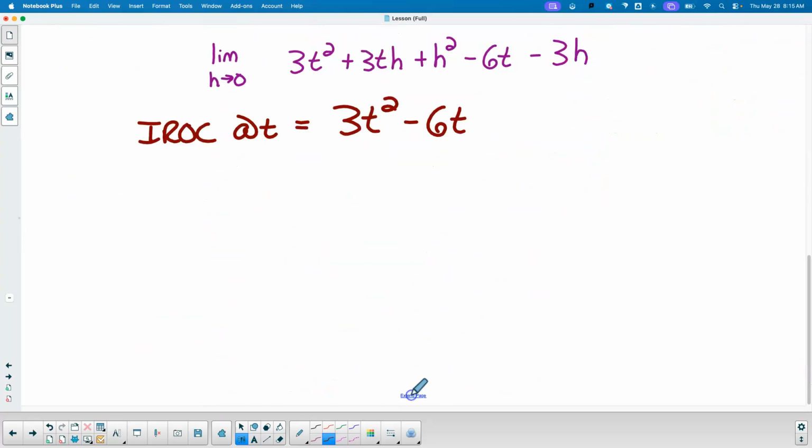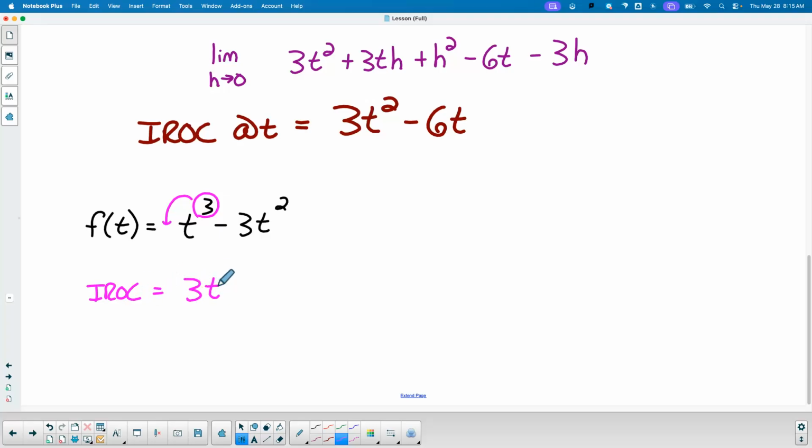Okay, so hold on one second. Let me bring this back down. My original function, f of t, was equal to t cubed minus 3t squared. Okay, so you're saying this goes down in front. Yeah. So my IROC then would be 3t.